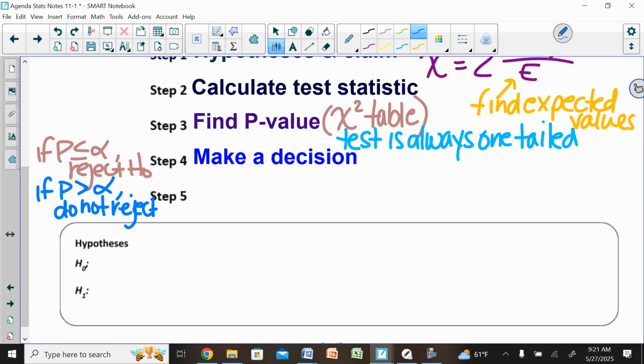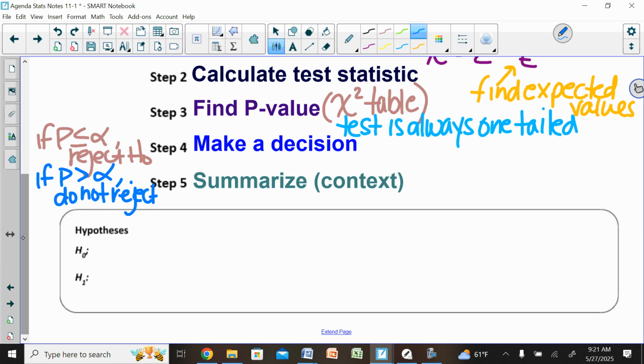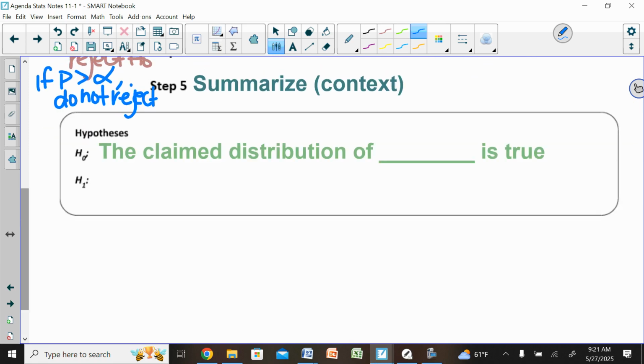And step 5, summarize, just like we did before. Make sure you use context. So there is enough evidence to support the claim that the expected values of truck colors are equally likely, something like that. And our hypotheses, just so we've got a format to follow: our claim, distribution of fill in the blank context. So thinking back to that truck example, I might say the claimed distribution of truck colors, white is 31%, black is this percent, other is 10%, whatever, is true.